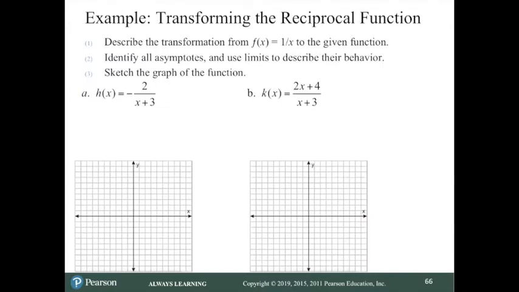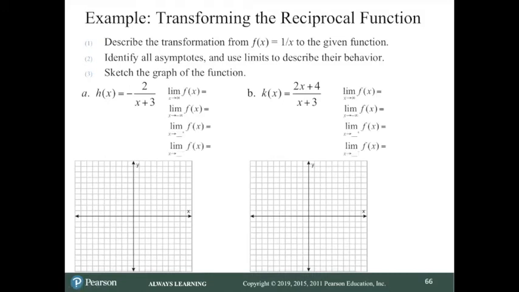So let's look at a couple more examples of rational functions, and we're going to relate these to that worksheet that we did with the transformations from the reciprocal function. So part A, we have a function h of x equals -2 divided by x plus 3. Okay, so right away, what I notice is that we've got an x in the denominator. That's what makes it a transformation from the reciprocal function.